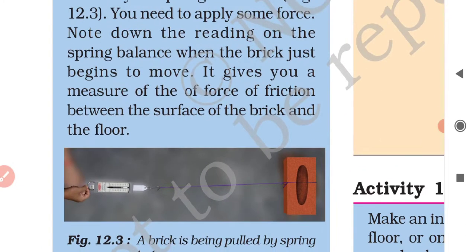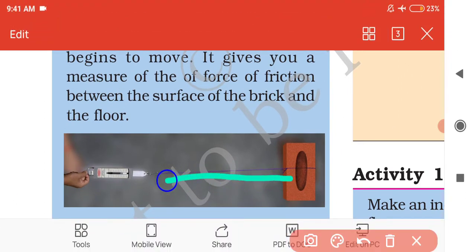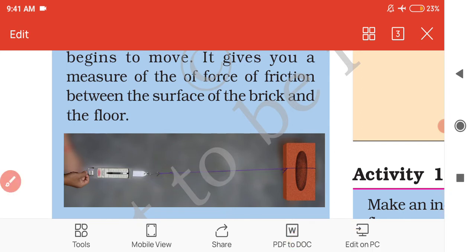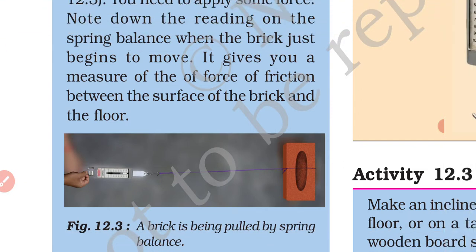Then you have to connect the string to the hook of a spring balance. Then you have to apply a pulling force to the brick by pulling the other end of the spring balance by hand. So then what happens? The brick will begin to move, right? The brick will begin to slide slowly on the floor.